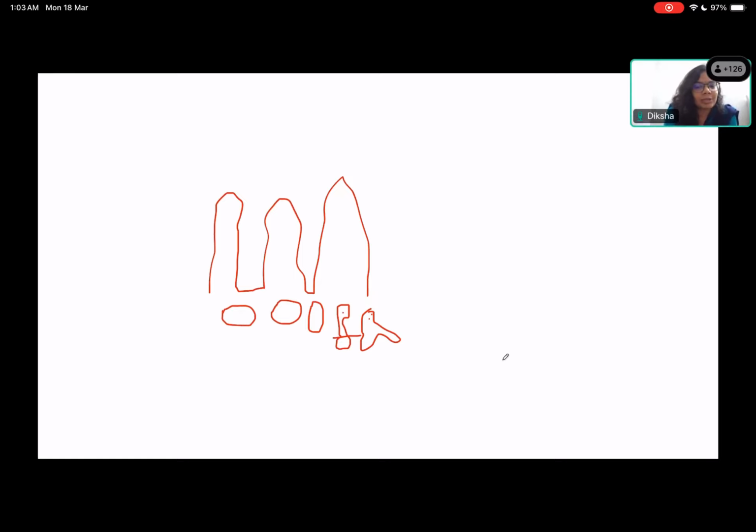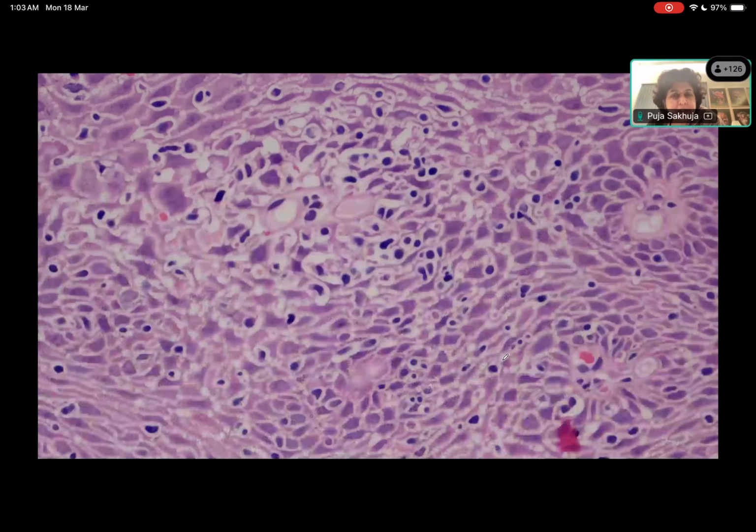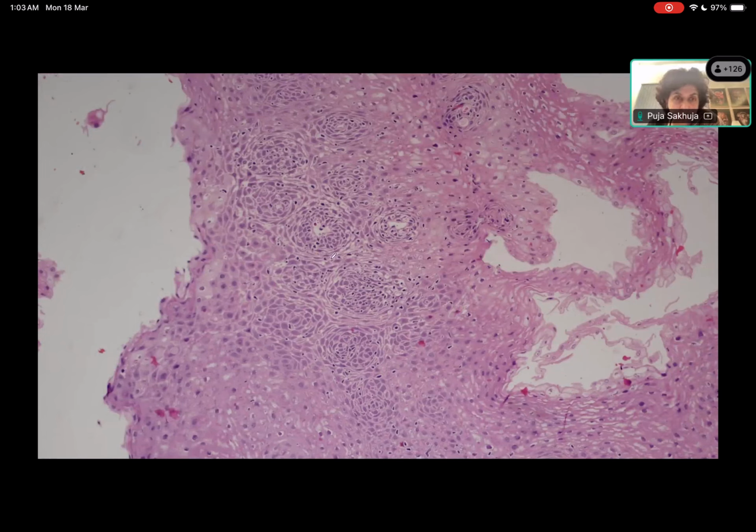There's another question by Aditi. She has asked you to explain the microscopy of GERD, gastroesophageal reflux disease. Basically, you'll see a similar picture to what you're seeing here, although this is not a well-oriented biopsy. I would have liked to show you a better picture. Usually there is basal cell hyperplasia.